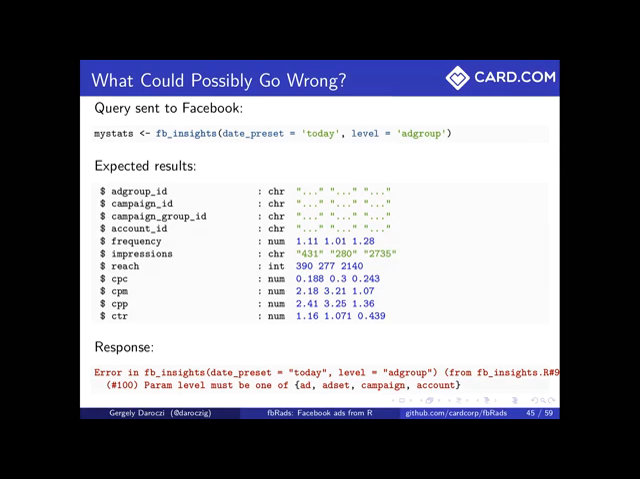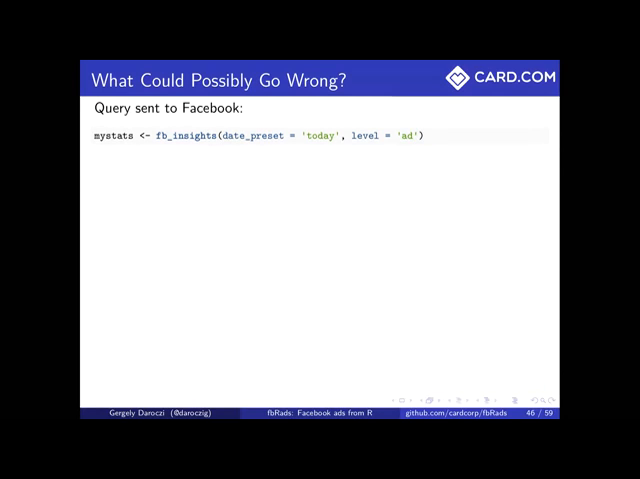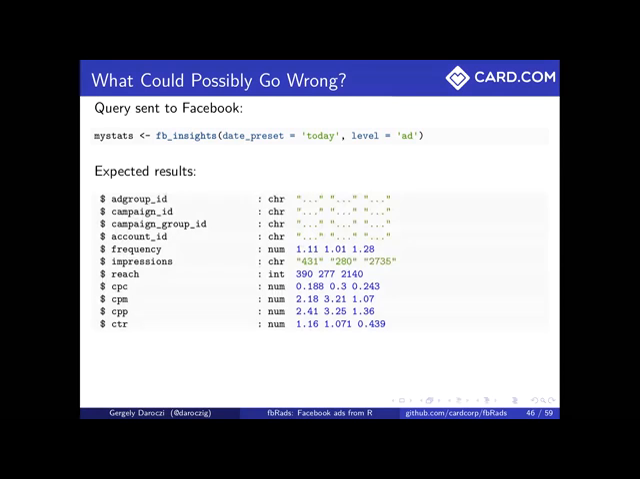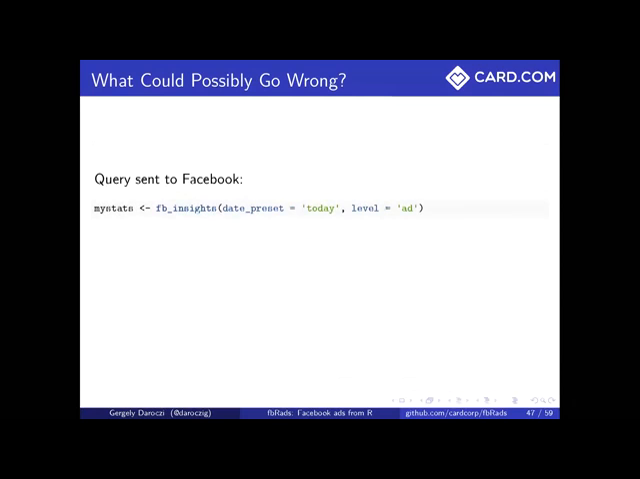So instead of level equals ad group, you have to use level equals ad. Now let's see what happens. Expected results are still the same. Response from Facebook: network is unreachable. This is a routing problem at Facebook. This happens from time to time, so we have to retry the query. Let's see again. Response: no response from the server. This happens again. Temporary issue, you have to retry the query again.